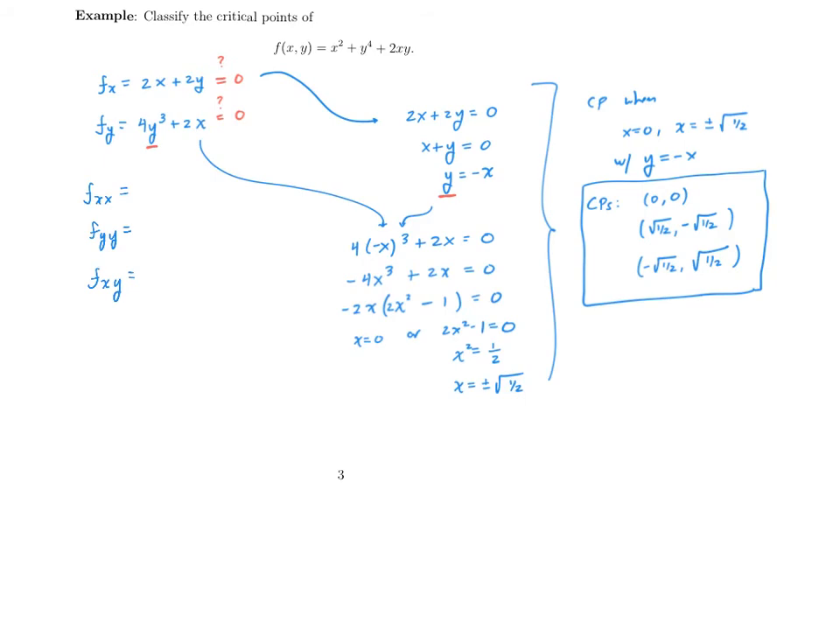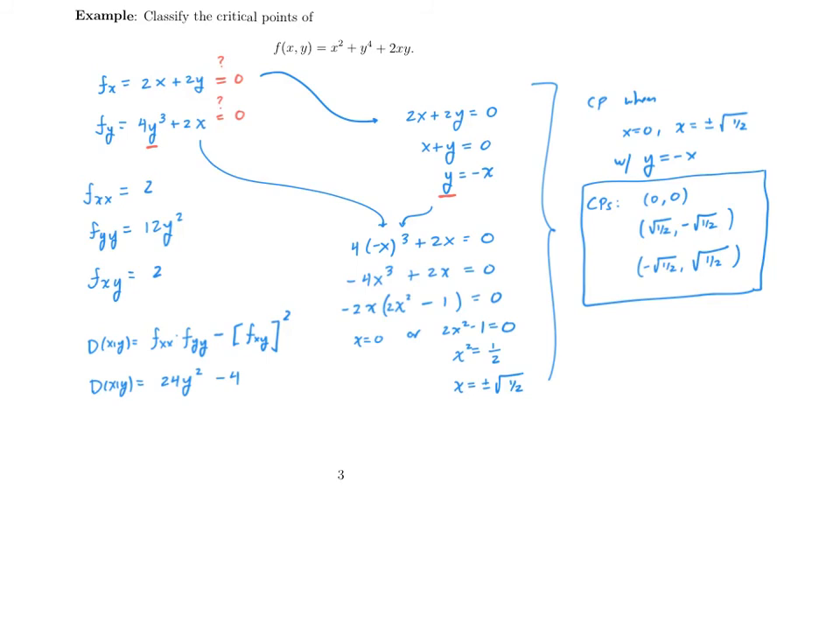So the second partial derivative f sub xx is 2. F sub yy, looking directly above, we see is 12y squared. And f sub xy is also 2. So d, the quantity we need to use the second derivative test, is equal to f sub xx times f sub yy minus f sub xy squared. So in our case, if we substitute in those values, we have 24y squared minus 4.